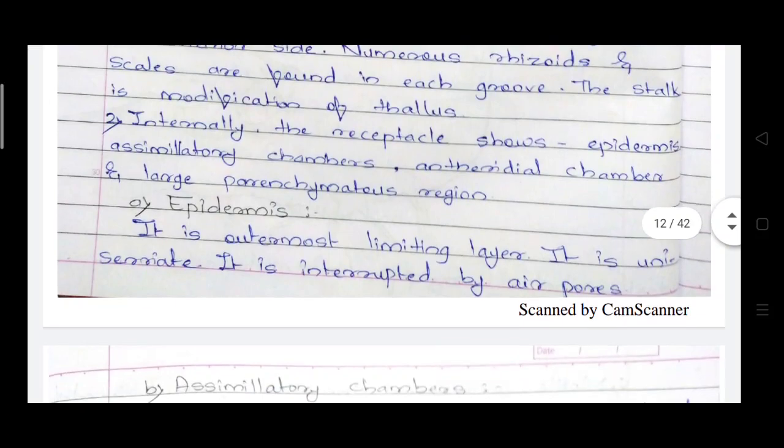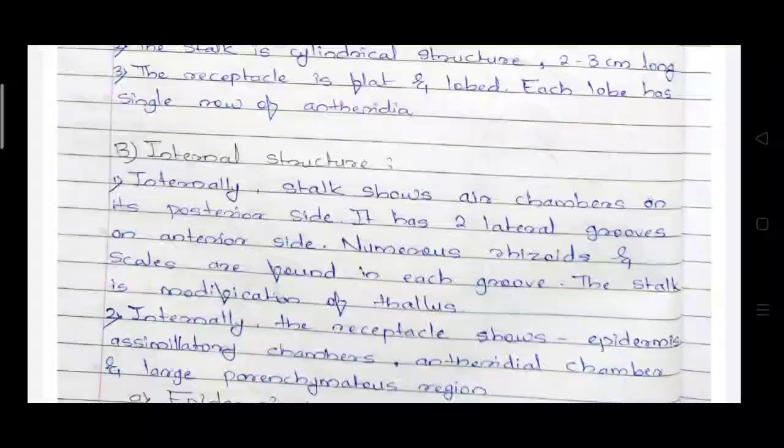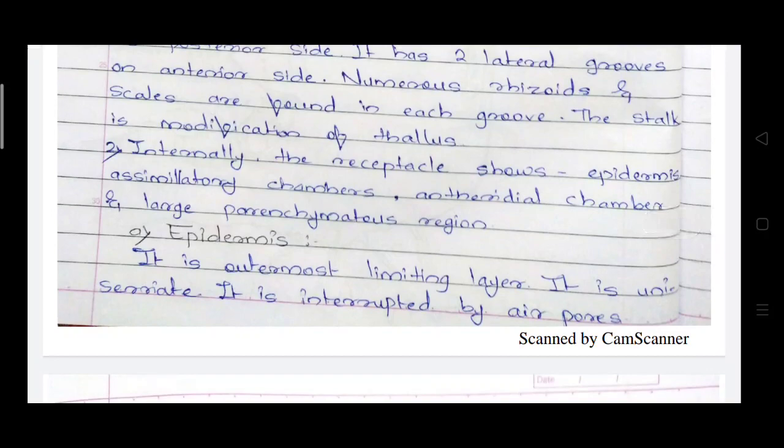This is the external structure. In the internal structure of the Antheridiophore, the stalk region shows air chambers on its posterior side, and some lateral grooves are also present on the anterior side. Numerous rhizoids and scales are also present in these grooves, and this stalk is nothing but a modified part of the thallus. Then the receptacle has the epidermis, assimilatory region, antheridial chambers, and large parenchymatous regions.